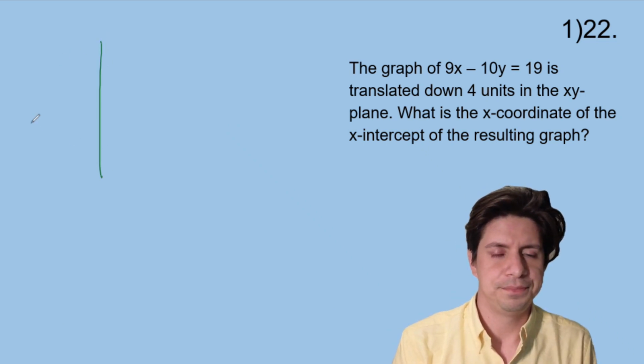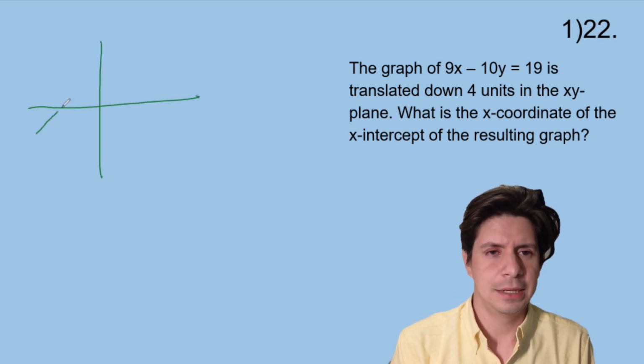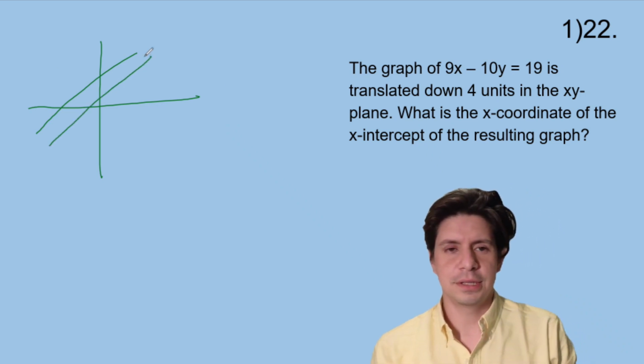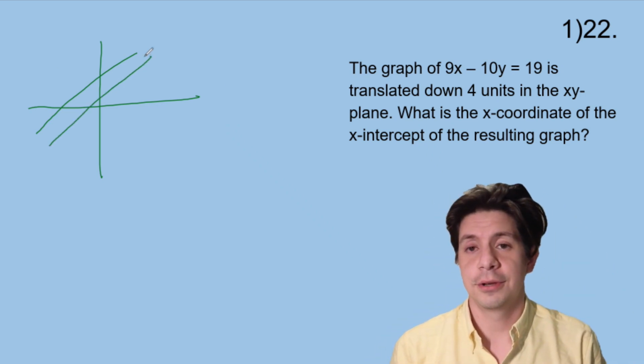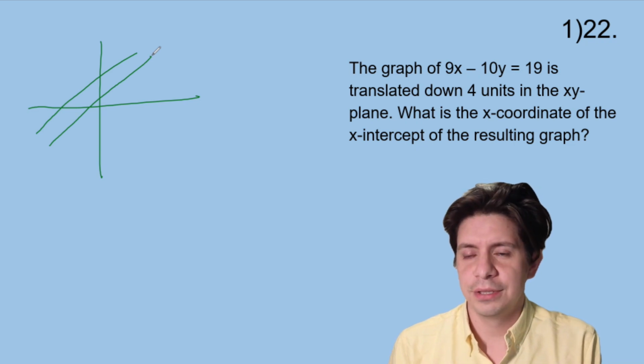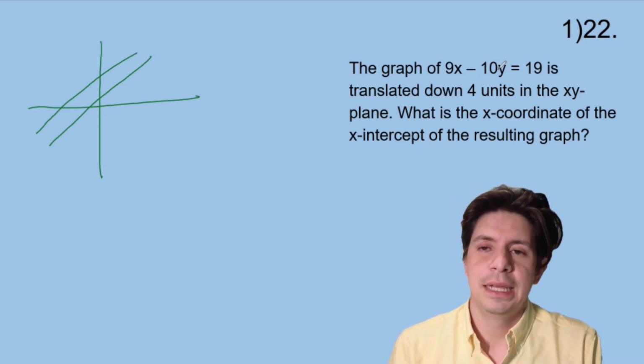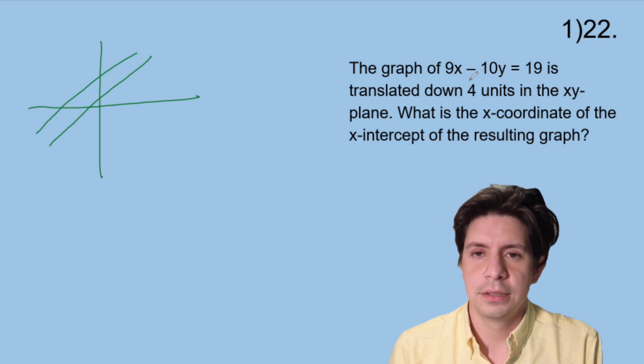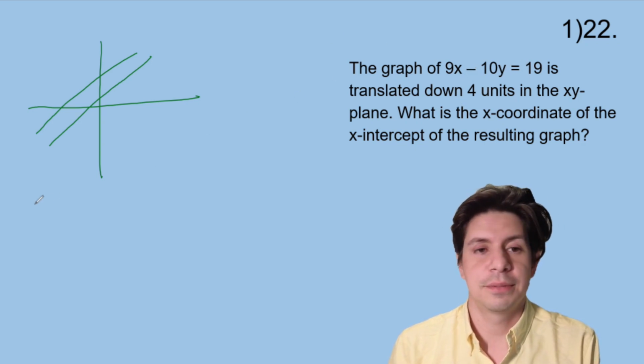You have a little graph, there's a line, and we're translating it 4 units down. So it's still the same slope, it's just down 4 units from the y-intercept, right? There's a couple ways to do it, but what I would do is isolate y and then move everything down 4 by shifting down 4 on the y-intercept.